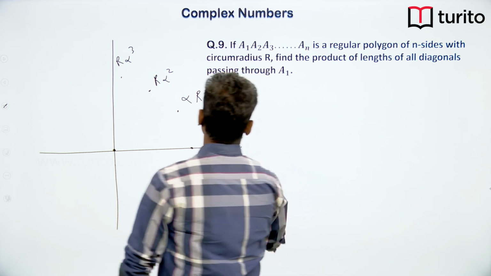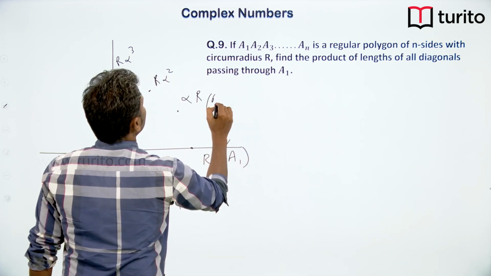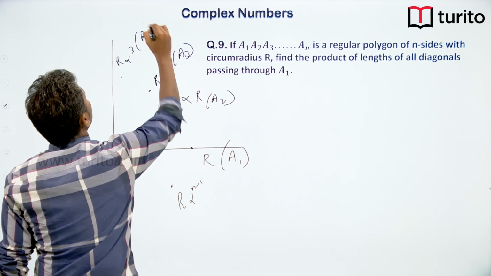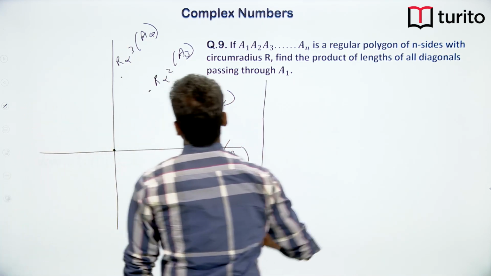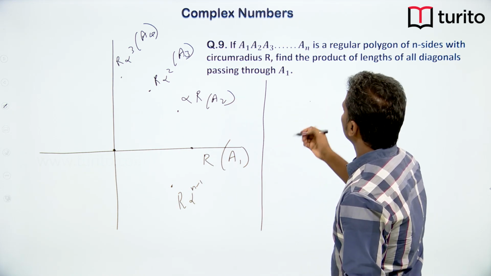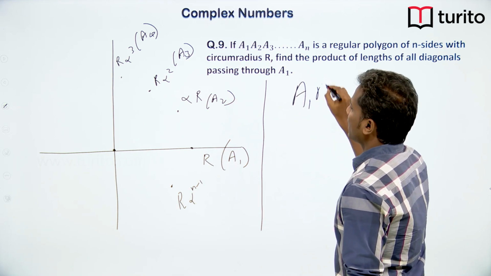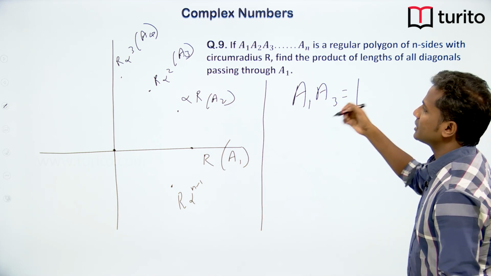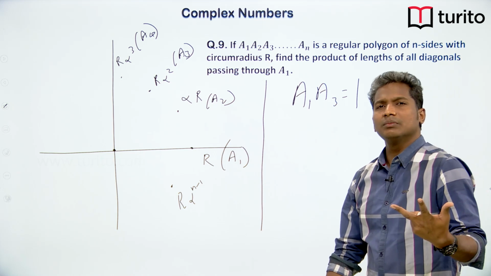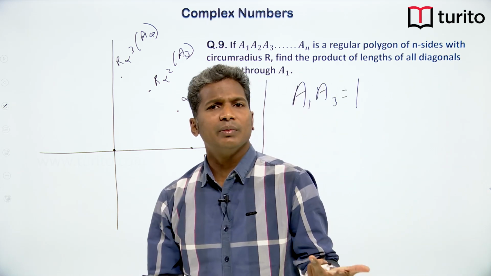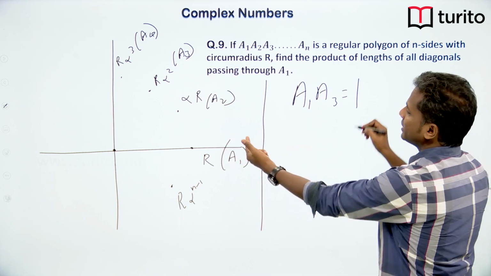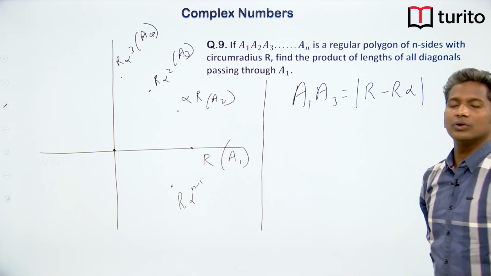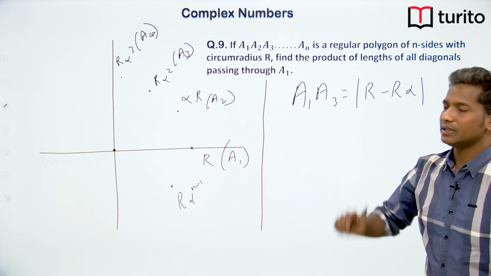Okay. So, basically this point is A1, this point is A2, this point is A3, this point is A4 and so on. Now, if I take the length of the diagonal A1, A3, so now that means it is the distance between 2 points. So, in complex numbers distance between 2 points is mod of z1 minus z2. So, that means here we can just say that r minus r alpha is going to be mod of z1 minus z2, which is the A1, A3.